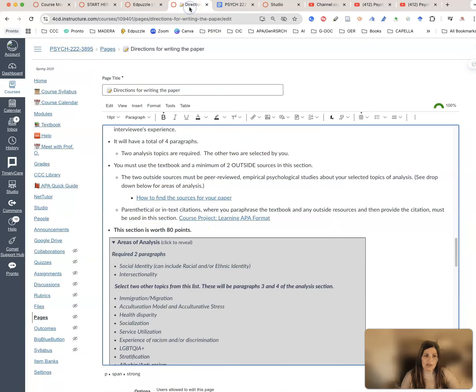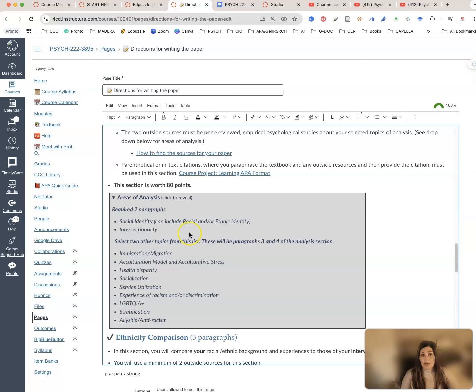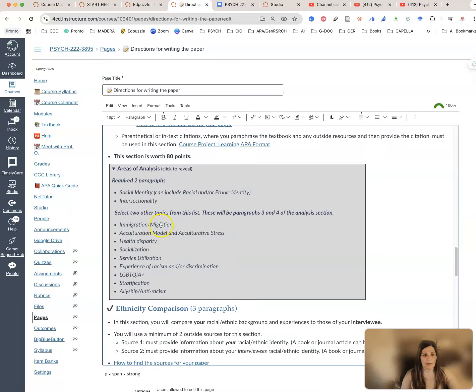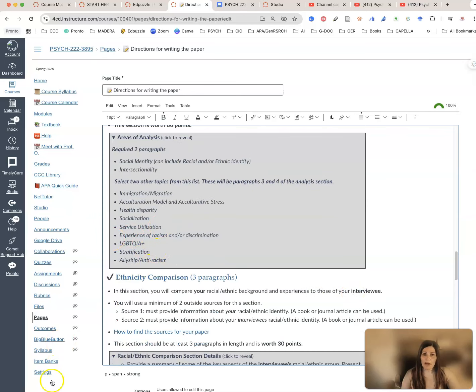I'm going to go back to directions, just make sure we didn't miss anything. 2 outside sources. Yes, APA citations in every paragraph. This section is worth 80 points, so that is a lot. Make sure you go to the final submission, the assignment where you submit it at the end, and look at the grading rubric so that you can see how these paragraphs are graded. All right, thank you so much.